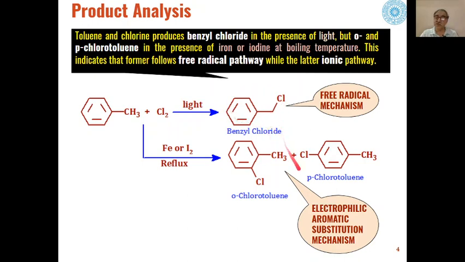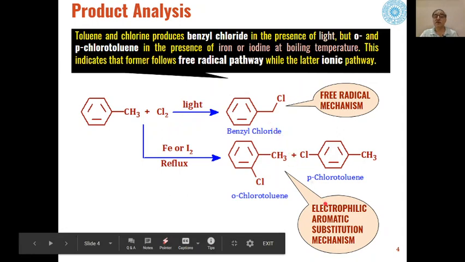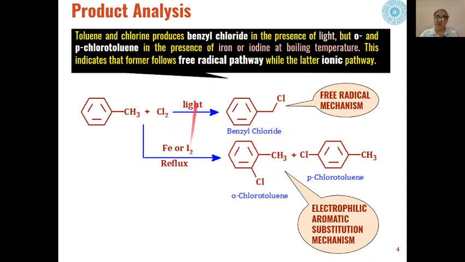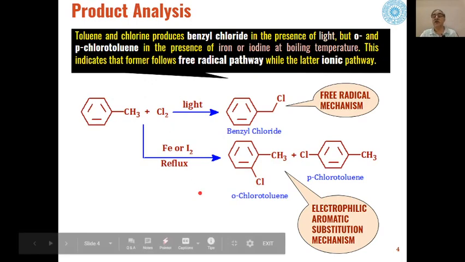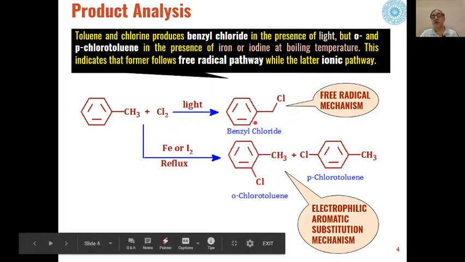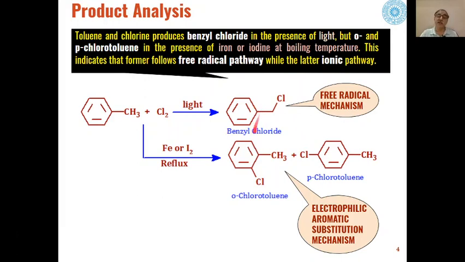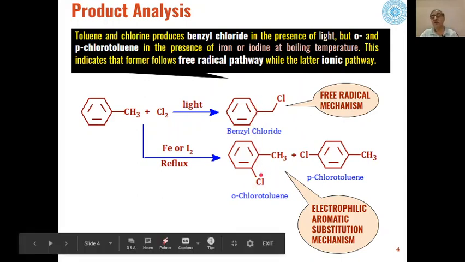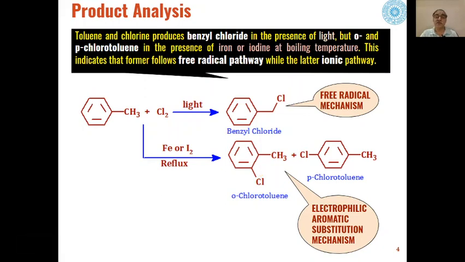So on the basis of the products formed under different conditions, we can tell what kind of mechanism is involved in that type of reaction. So you can clearly see from here how important the analysis of the product is to finalize what type of mechanism is involved in which type of reaction.